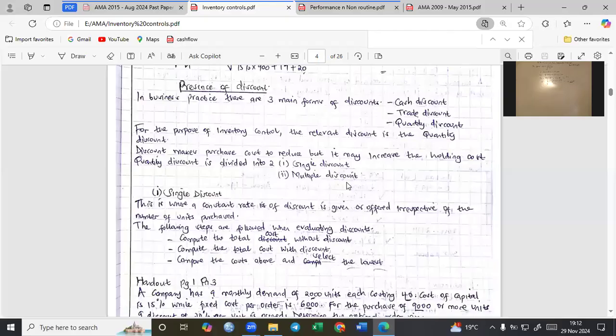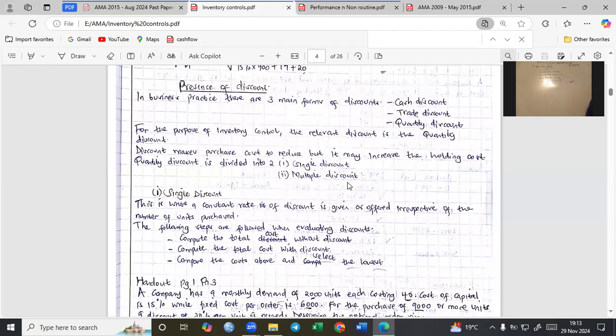Here, presence of discount. Now, in business practice, there are 3 main forms of discount. We have the cash discount, we have trade discount, and we have the quantity discount. For the purpose of inventory control, the relevant discount is the quantity discount, where you purchase on bulk. So in the case where we purchase on bulk.